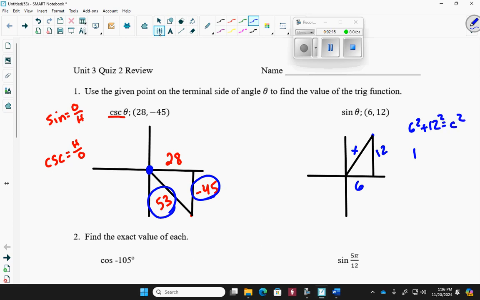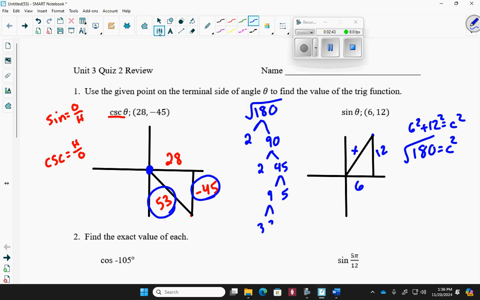That ends up being 180 is equal to c squared, which means I need to do the radical of 180. So the square root of 180. At this point, you should know how to do this. Two numbers that multiply to get to 180. Let's just do it the long way. We're going to do 2 and 90. Again, 2 and 45. 45 is not a prime number. That becomes a 9 and a 5. And we're continuing, 3 and 3. There we go. Those are all my prime numbers: a 2, a 2, a 3, and a 5.